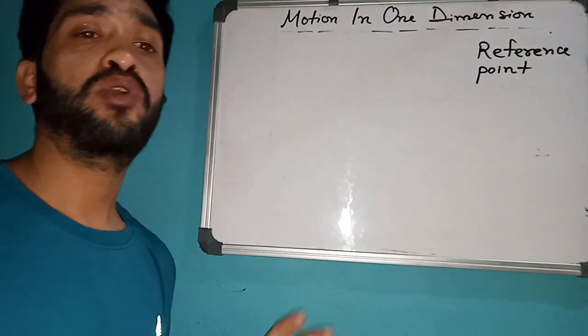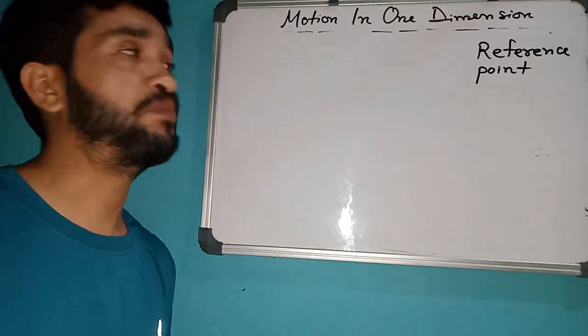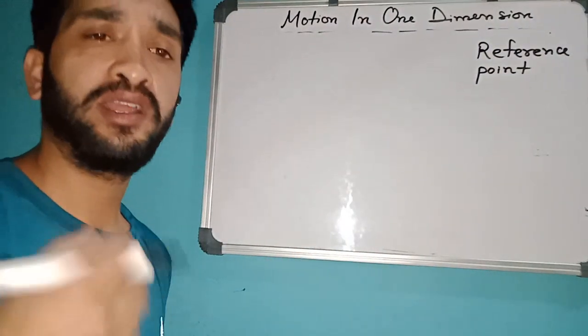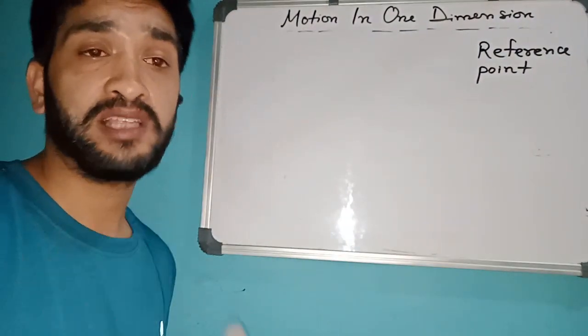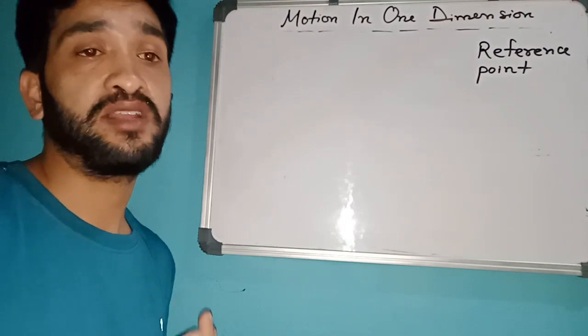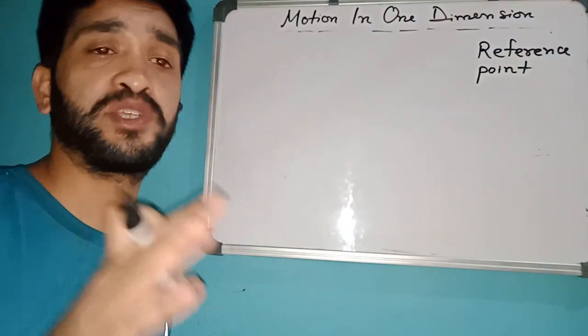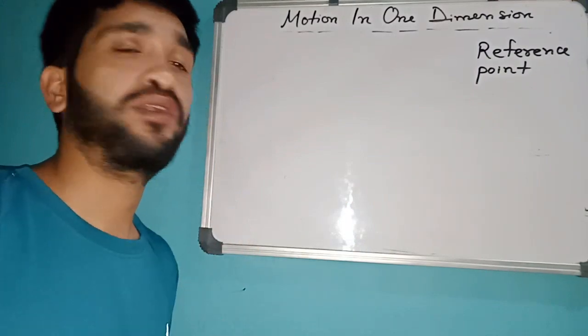Reference point means a point to which you are referring in respect to a particular body. For example, you can take any reference point. You can take a table as a reference point. You can take a tree as a reference point. You can take another person as a reference point. Reference point is not a special point, not a particular point. You can take any reference point.